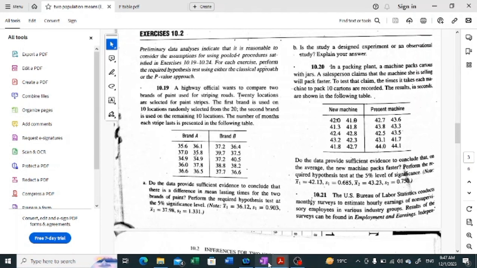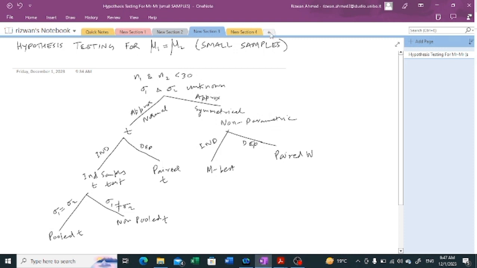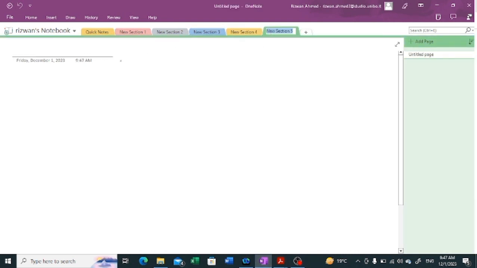So this is in fact the two-step procedure that we need to follow for pooled t and non-pooled t. The first thing is the equality of variance test.